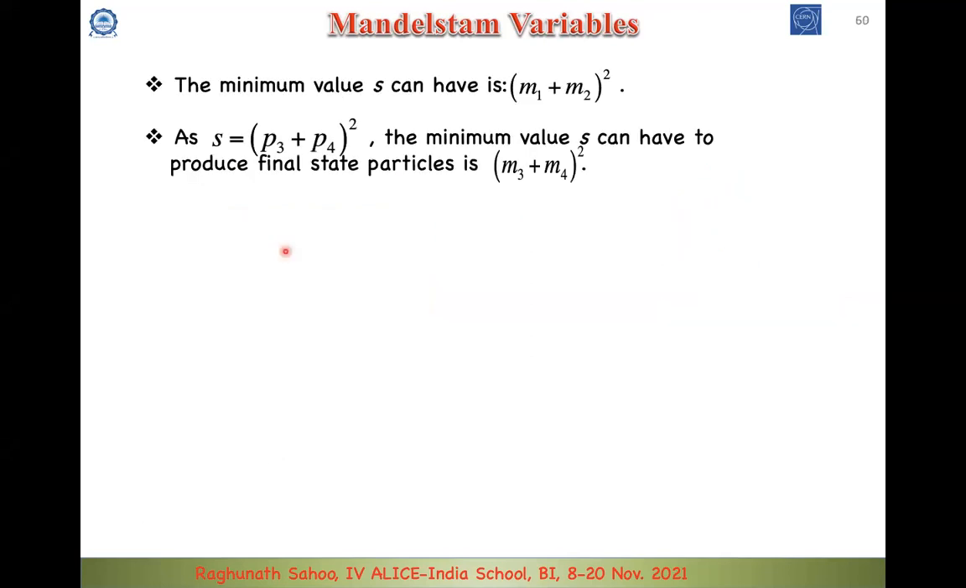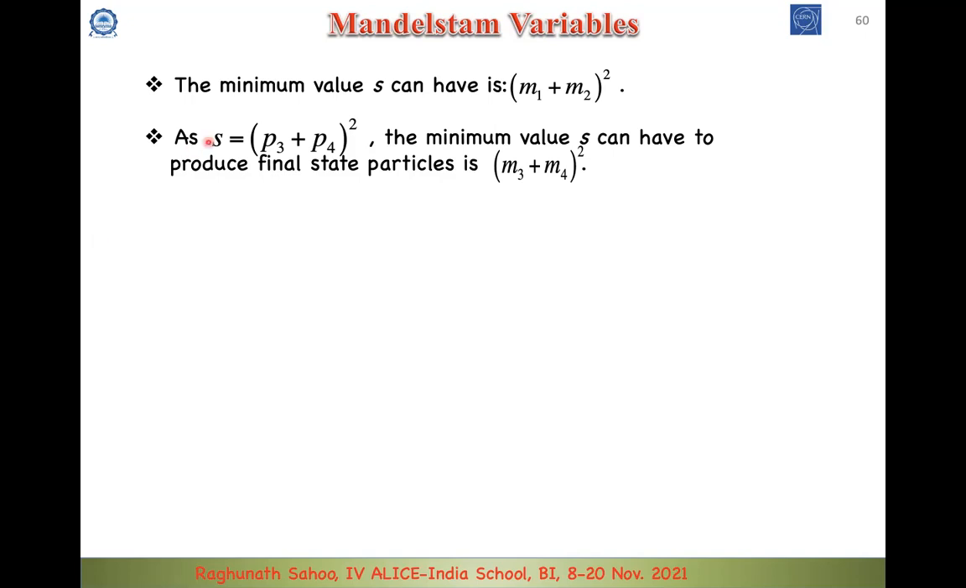Okay. So if you see the definition of S, the minimum value S can have is essentially (m1 + m2)². Okay, so that is the minimum value you can have. Because you will be involving two particles, particle 1 and particle 2, even if they are at rest, they will give you the rest mass of the particle. That is why the minimum value S can carry is (m1 + m2)².